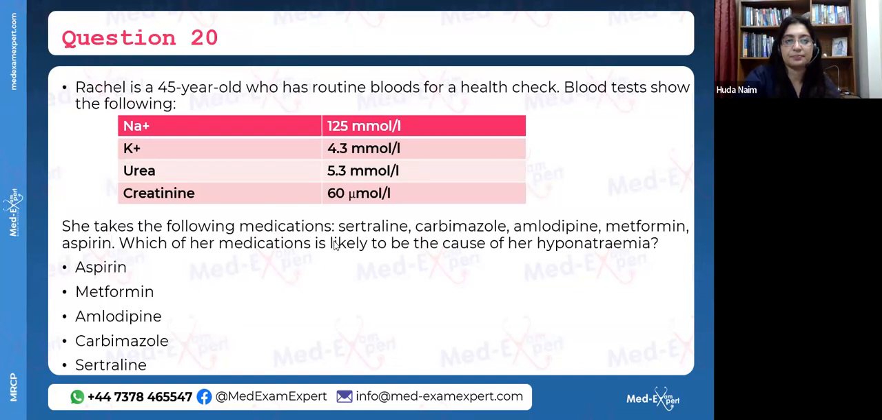The next question. Again, a very important question, a different kind of question that you can get on the exam, where you have a patient who is taking a lot of medication for different comorbidities, and they can give you a side effect, and ask you which of the following is responsible for the symptom. So she's a 45-year-old woman with hyponatremia, and they want you to know which of these drugs is leading to the hyponatremia.